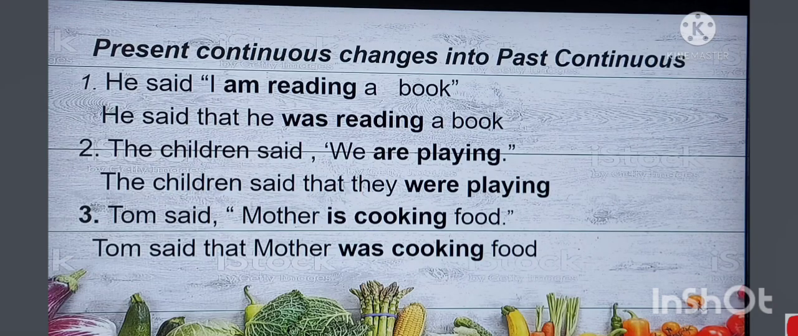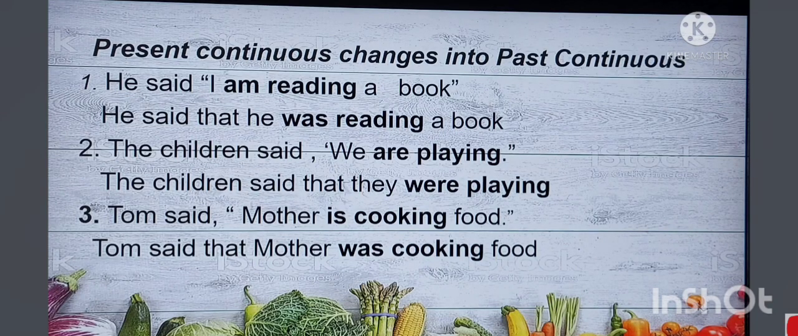Next, the children said, "We are playing." The answer, the children said that they were playing. Are playing, present continuous, changes into were playing, past continuous.